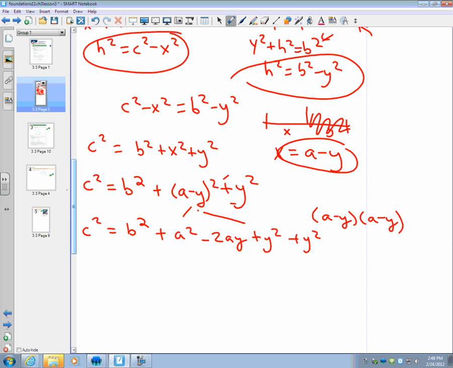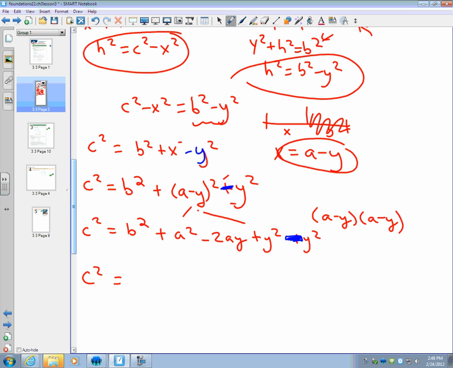Okay, let's see. Well, I have plus y squared. Wait a sec. Oh, I made a mistake up here. Just a copying error. That's frustrating. So all of a sudden, I changed this to a plus sign when it should have been a minus. So that would have been minus y squared. Minus y squared and minus y squared.